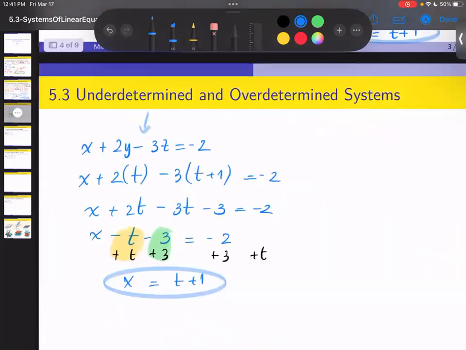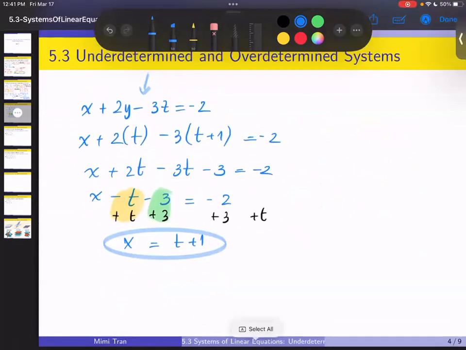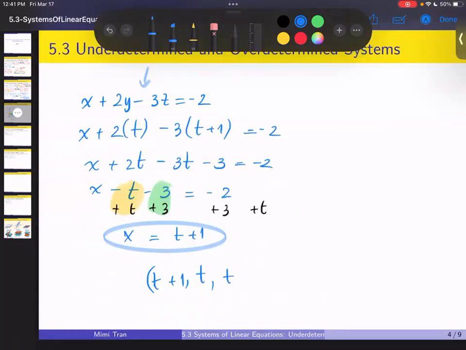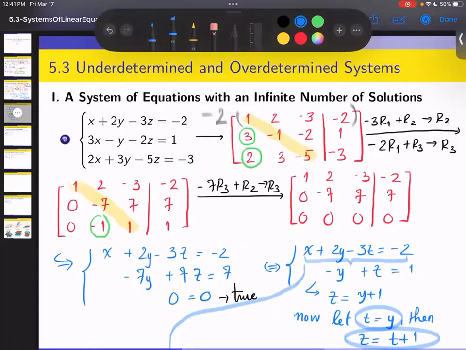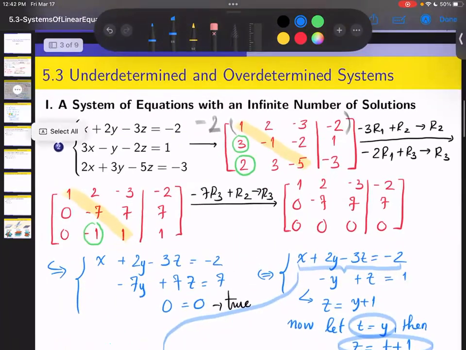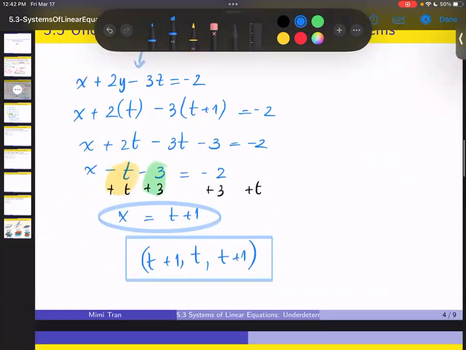If I were to write this as an ordered triple, x will be t plus 1. y will be t, like I defined it earlier, and z is t plus 1 as well. So I just did 2 problems that have infinitely many solutions. This is 2 by 2, this is 3 by 3. We'll never ever do 4 by 4. That's a good thing.